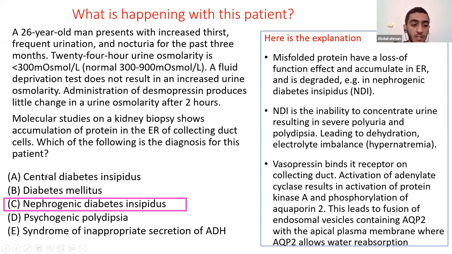It could have a central mechanism or a nephrogenic mechanism. In the central, the body cannot make ADH itself, while in the nephrogenic, the ADH is made, but it's not functioning in the kidney. Since the ADH is not functioning, the water is not reabsorbed in the kidney, and the water will pass from the kidney all the way to the bladder. When this water builds up in the bladder, you're going to have the urge to urinate. So that's why there's frequent urination. I don't really go into the details because it's not so related to the lecture, but just to understand the concept of it.